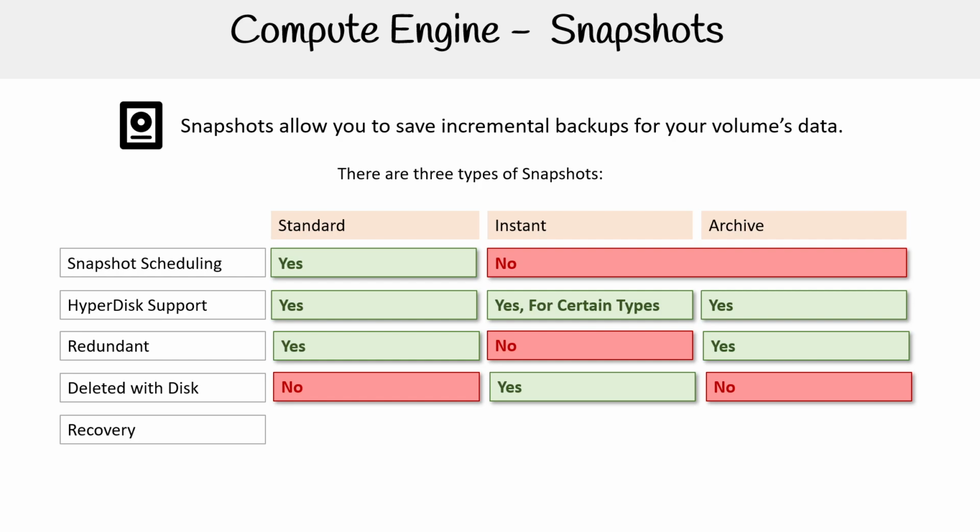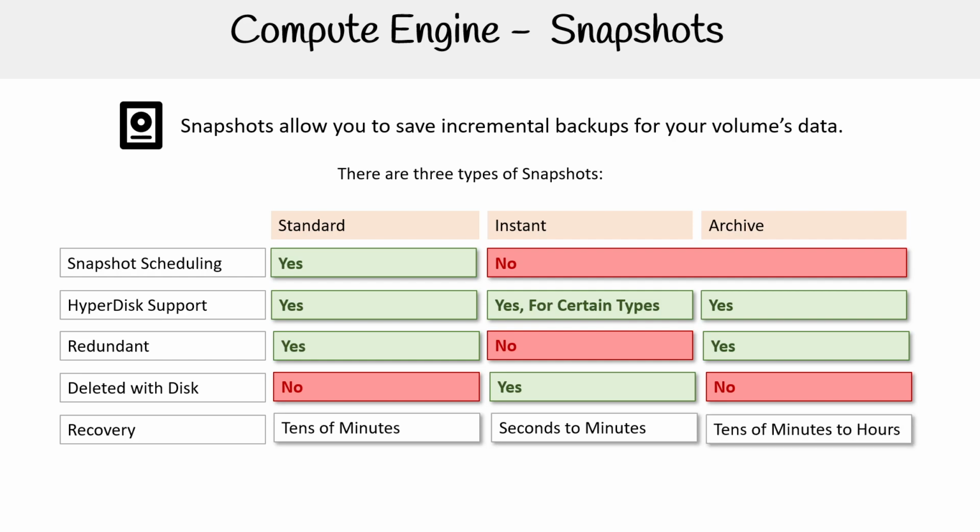In terms of recovery, this was something that I couldn't fully find out. You could ask Gemini and it will kind of give you an answer, but I had to basically test and observe to get an idea, because standard and instant seem so close together. For standard, you're looking at tens of minutes. For instant, it's seconds to minutes. And for archive, it's tens of minutes to hours. Again, that was my own research because the Google docs were lacking there. But there you go.